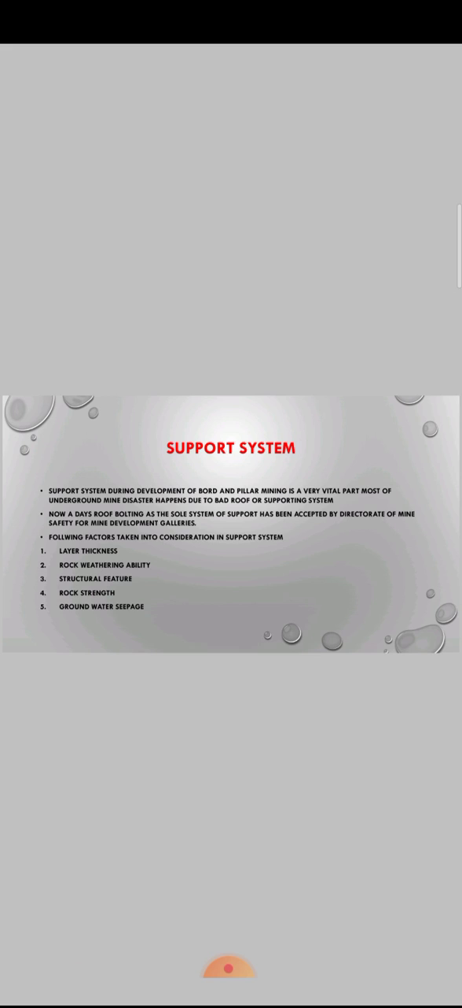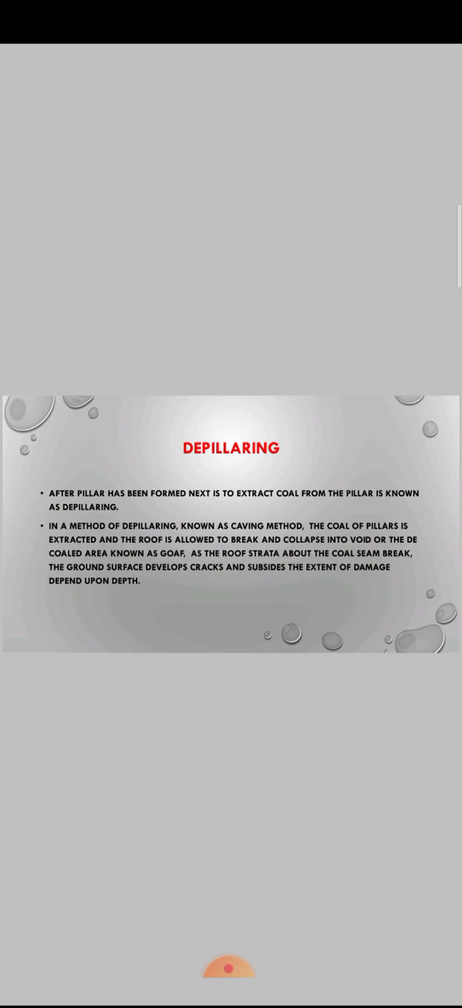Support system. Support system during development of board and pillar mining is a very vital part. Most of the underground mine disasters happen due to bad roof or supporting system. Nowadays, roof bolting as the sole system of supporting has been accepted by the Directorate General of Mines Safety for mine development galleries. The following factors are taken into consideration in support system: layer thickness, roof weathering ability, structural feature, rock strength, groundwater seepage.